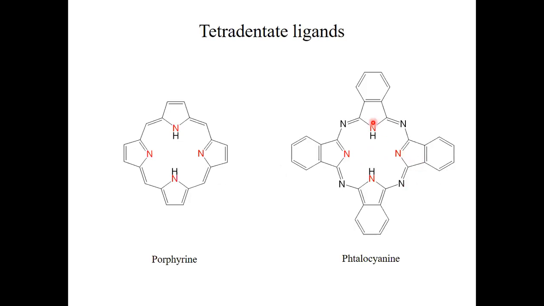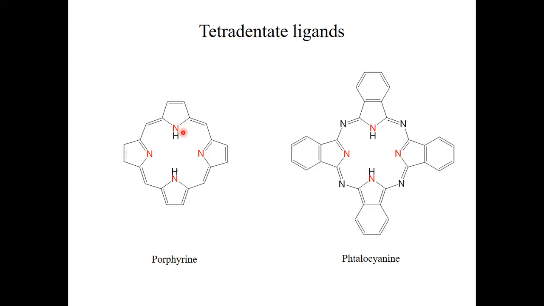So here just a couple of examples of tetradentate ligands. So one important ligand is the porphyrin ligand. So the porphyrin ligand has 4 nitrogen donor atoms, which are part of a macrocycle, as shown here. So these porphyrin ligands are biologically very important. For instance, the hemoglobin in blood contains such a porphyrin ligand.